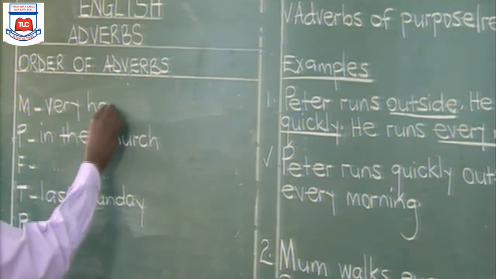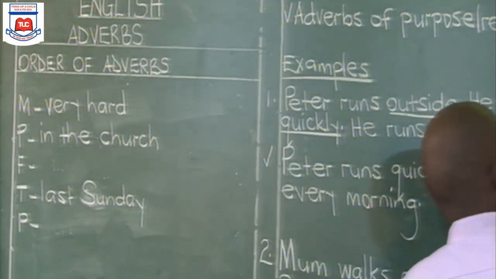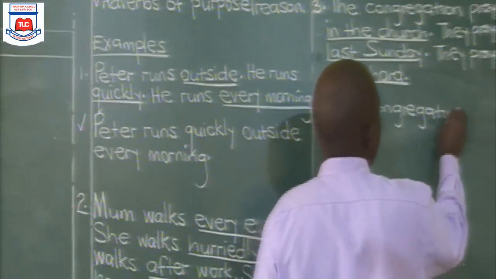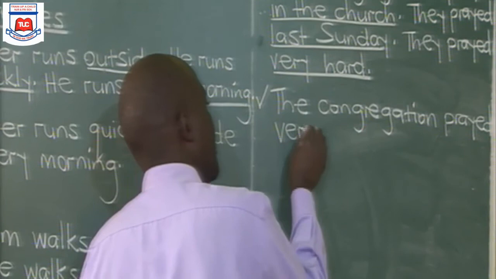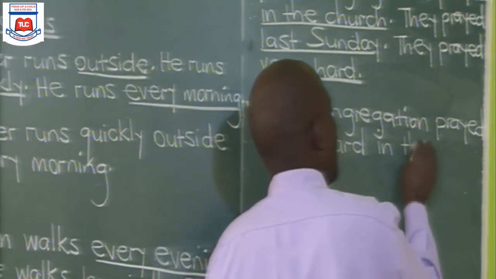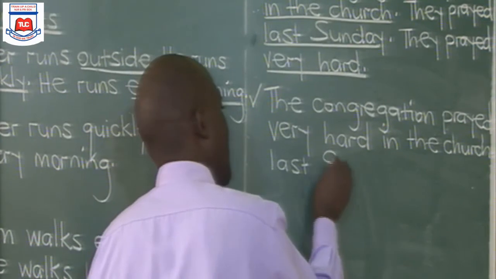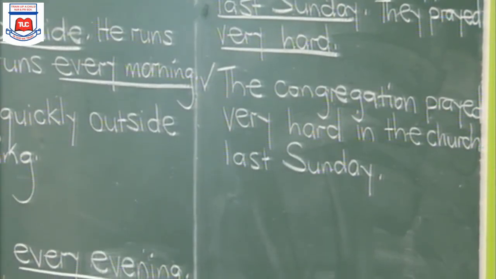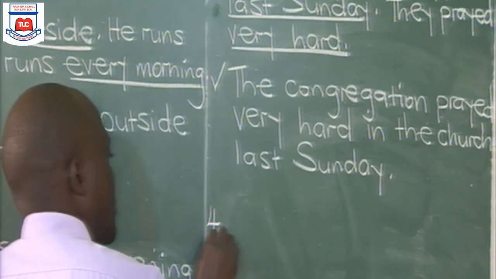So what is the correct answer? The correct answer therefore becomes: the congregation prayed. How did they pray? Very hard. Where were they? In the church. When did they pray? Last Sunday. So when you do that, it means you have arranged those adverbs in their correct order. Okay? Let us look at the second last example.